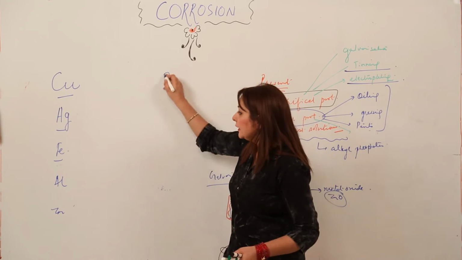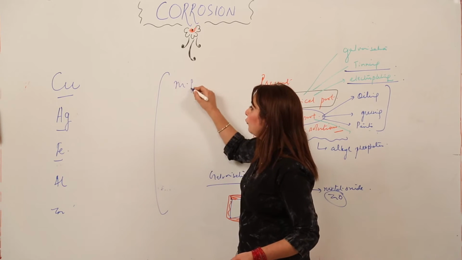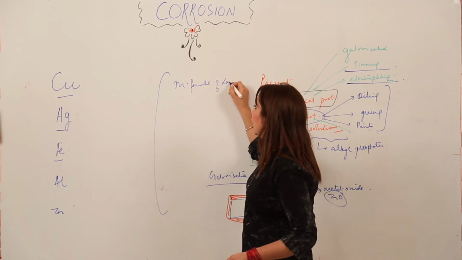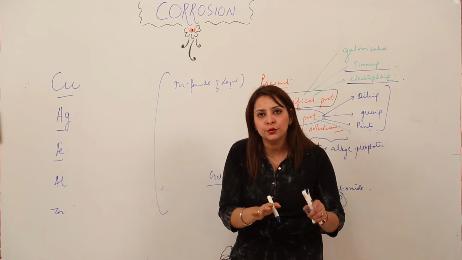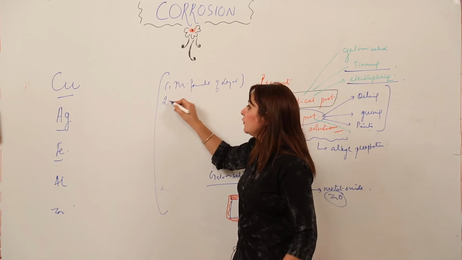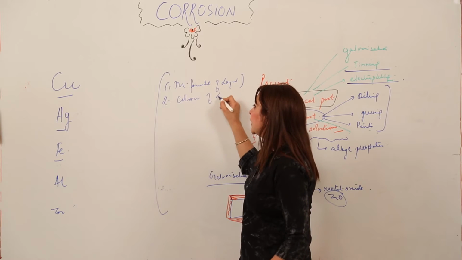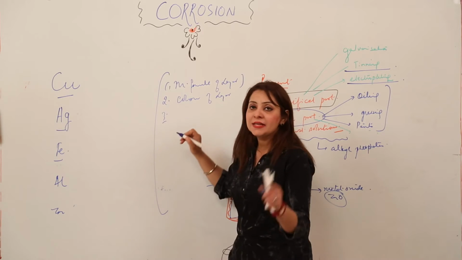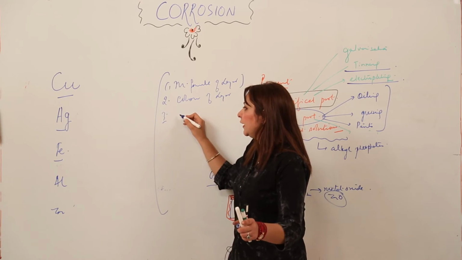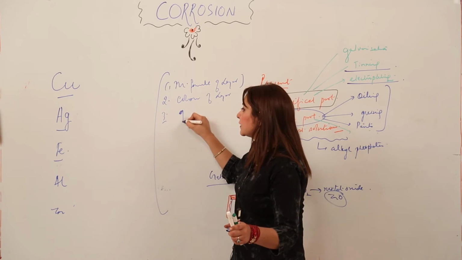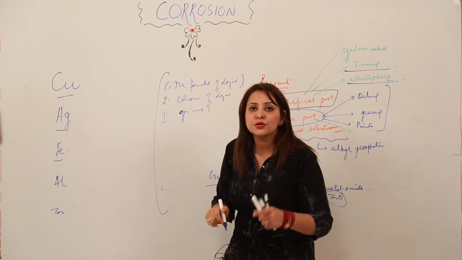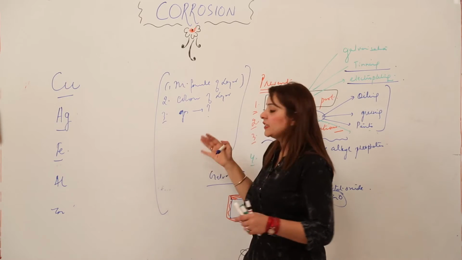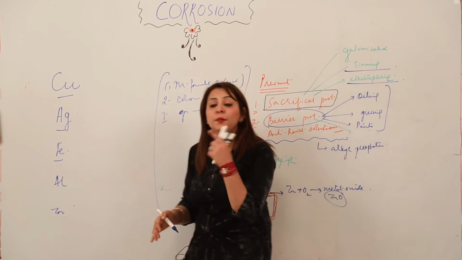They are asking for the molecular formula of the layer which gets deposited as a result of corrosion, 1 point. Second, they are asking for the color of the layer which gets formed. Third, they are asking in the presence of which gas the corrosion occurs. So this is how I am going to answer, and this is an important question.